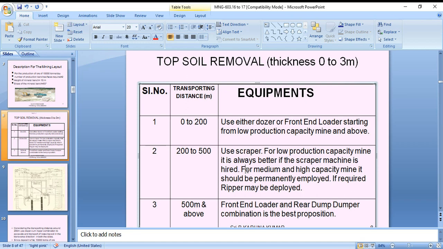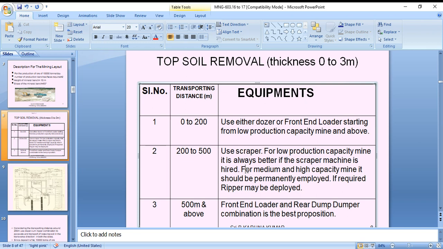Using either a dozer or front end loader, starting for a low production capacity mine, and for 0 to 200 meters distance to travel the waste rock from the mine site to around the mine, the front end loader or dozer can be sufficient. If we have more than 200 meters to 500 meters, use a scraper. Sometimes a scraper is used for a low production capacity mine. It is always better if the scraper machine is hired for medium and high capacity mines.